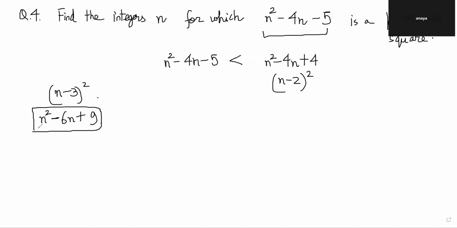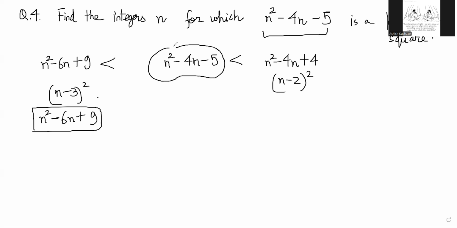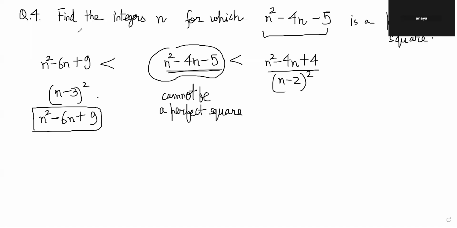If n square minus 6n plus 9 is less than this, then I can say that this cannot be a perfect square, by using the previous property. So the upper part of the inequality is always true, there is no doubt in that. But the lower inequality is not always going to be true.